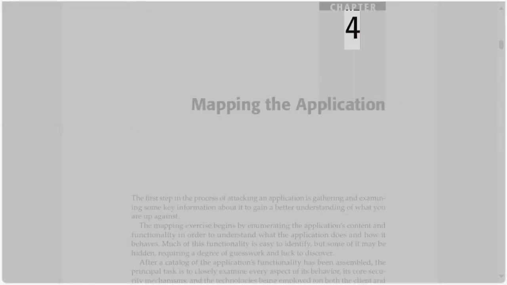Chapter 4, Mapping the Application. The first step in the process of attacking an application is gathering and examining some key information about it to gain a better understanding of what you are up against. The mapping exercise begins by enumerating the application's content and functionality in order to understand what the application does and how it behaves. Much of this functionality is easy to identify, but some of it may be hidden, requiring a degree of guesswork and luck to discover.